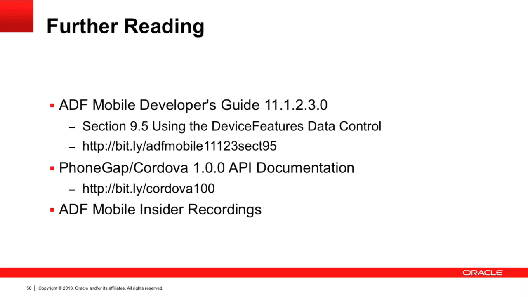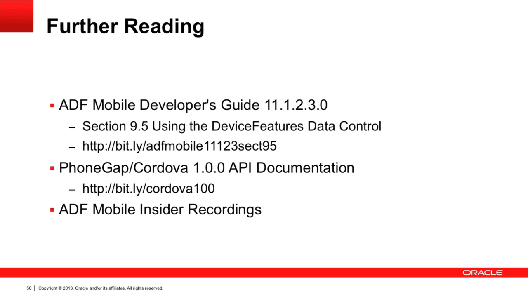If you want to learn more about accessing the device features through ADF Mobile, refer to the ADF Mobile Developer Guide 11.1.2.3.0 at the moment. That's section 9.5 in the current guide, and there's a bit.ly link there that'll take you straight to it. Remembering that this presentation might be slightly out of date by the time you actually use it, there might be a new ADF Mobile version out, so always check that you've gone to the latest documentation from Oracle. Again, remember that in addition, there's the PhoneGap and Cordova documentation, and the specific version of ADF Mobile is using PhoneGap 1.0, and there's a bit.ly link to take you straight to that.